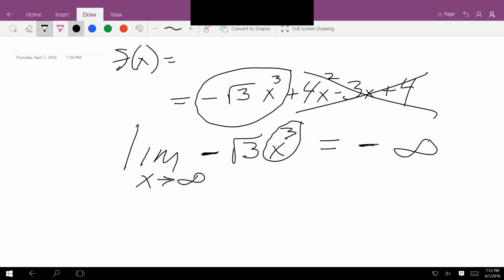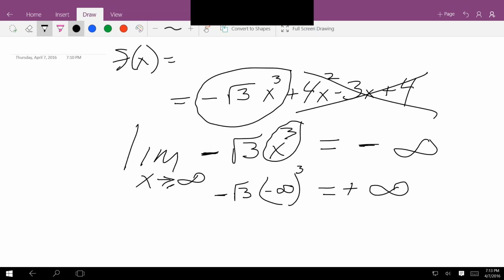The left-hand end behavior is as x goes to negative infinity. What happens to that whole thing? It's just going to be negative or positive. In other words, positive. What we're going to end up with is negative square root of 3 times negative infinity cubed. Well, when you cube a negative number, it stays negative, right? Cube negative 2 and it becomes negative 8. So if you cube negative infinity, you get negative infinity. But now we have two minus signs, so it results in a plus.